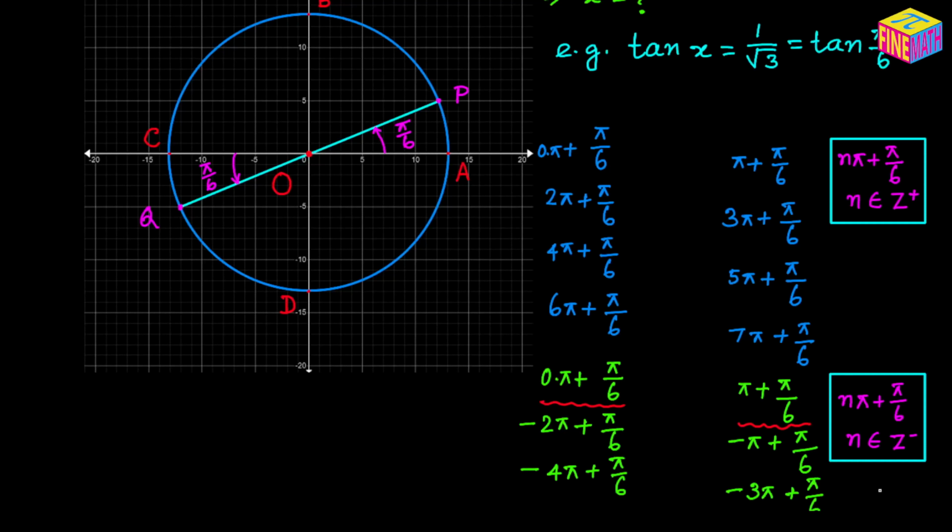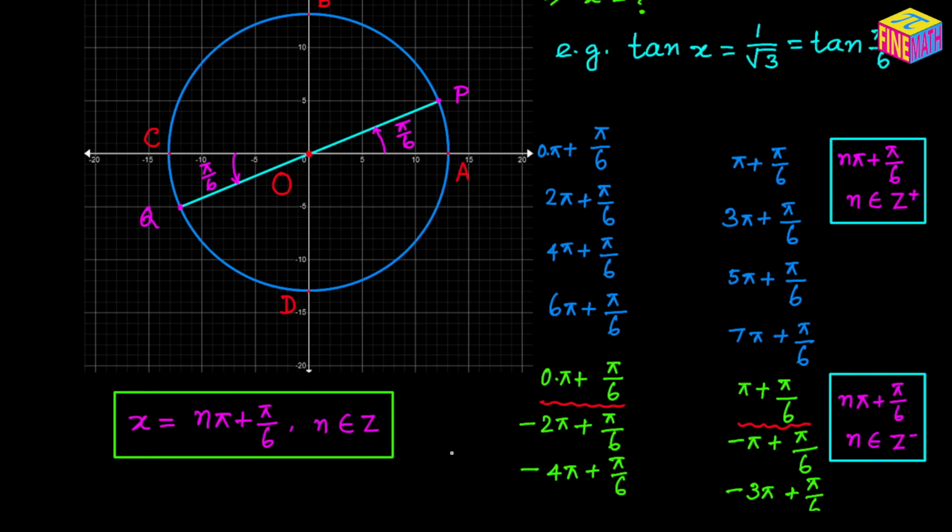So if we combine them together, then can we write it as any integral multiple of pi plus pi over 6? Because in one situation we are seeing that it follows the pattern of a positive integral multiple of pi plus pi over 6, and in another pattern we are seeing that the general solution is looking like some negative integral multiple of pi plus pi over 6. So if we combine them together, we can write it as any integral multiple of pi plus pi over 6. And that is the general solution of x for this particular example.